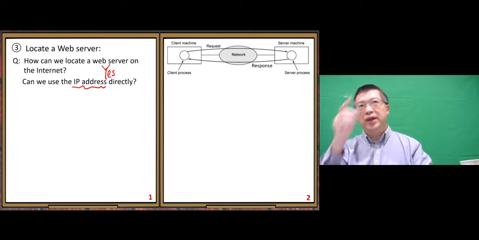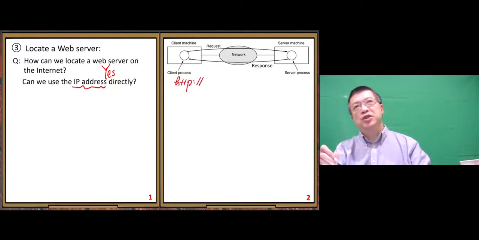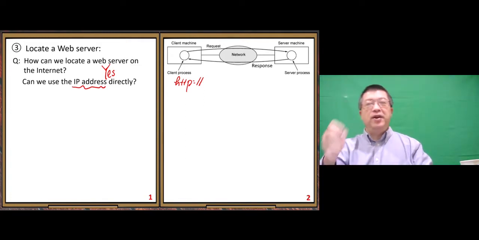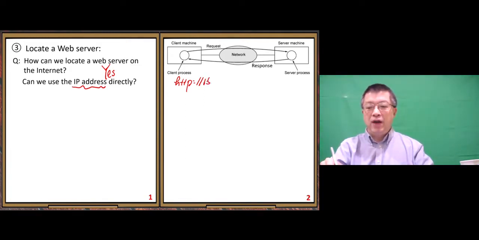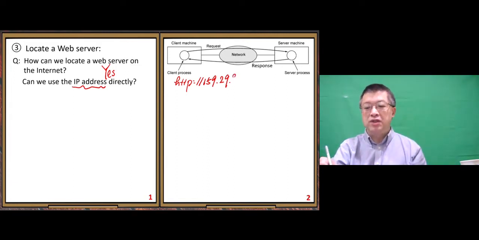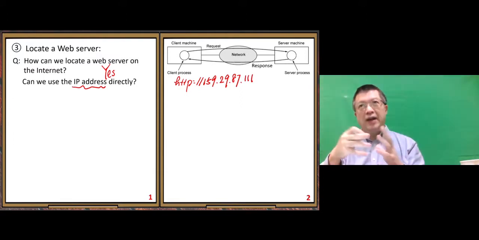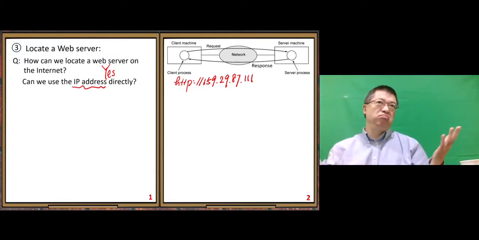Pretty simple. We can do it in this way. HTTP:// and now you put the specific IP address there. 159, for example. I just wrote some random number. I don't know which server has this IP address. Okay, just some random number. I put it there, then I can send a request to that server.